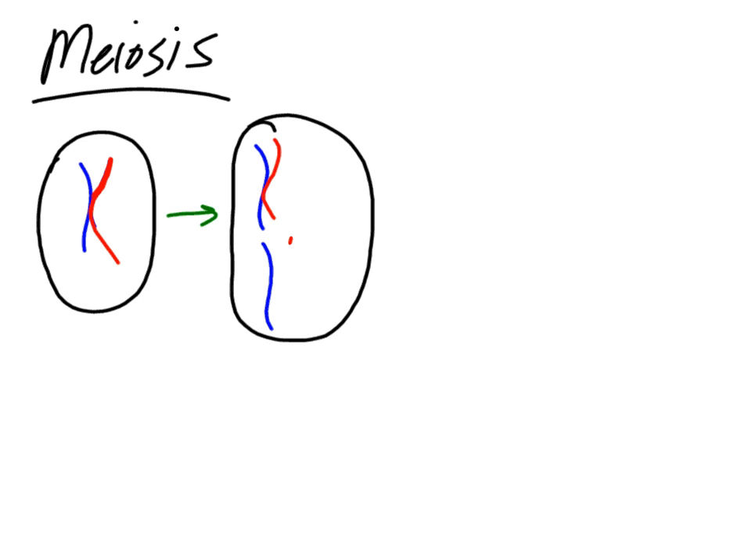So right now, I have 4 copies of this chromosome versus just 2 copies like I would have in a normal situation, like in a normal cell. And when I say normal cell, I mean non-sex cell. Sex cells include gametes, sperm, and eggs.